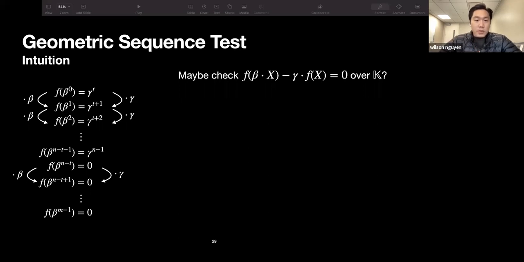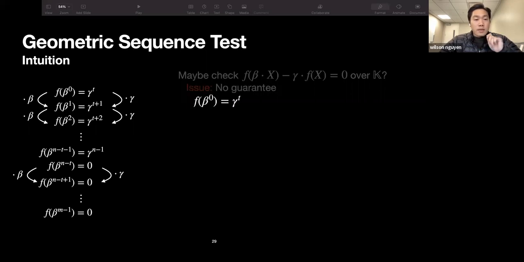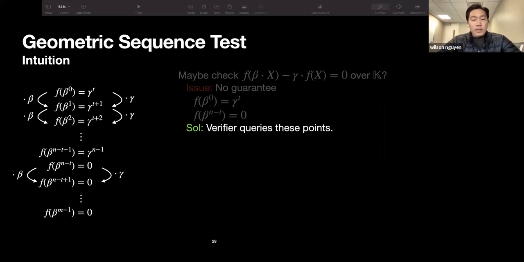But there are a few issues with this. There are no guarantees that the starting elements in the geometric sequence are actually gamma to t and 0. Imagine the starting elements were -1, then the sequence would be completely different. And so what we can do is, since the verifier has oracle access to this polynomial, it can just query these points individually.